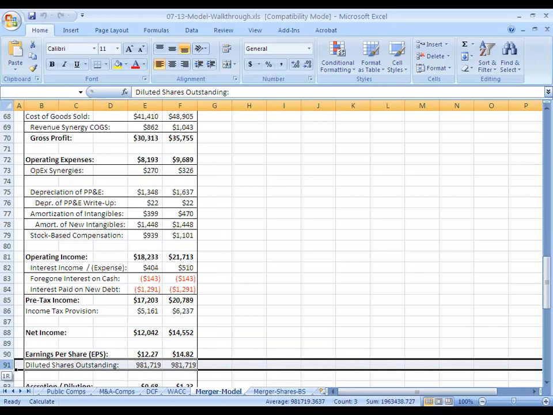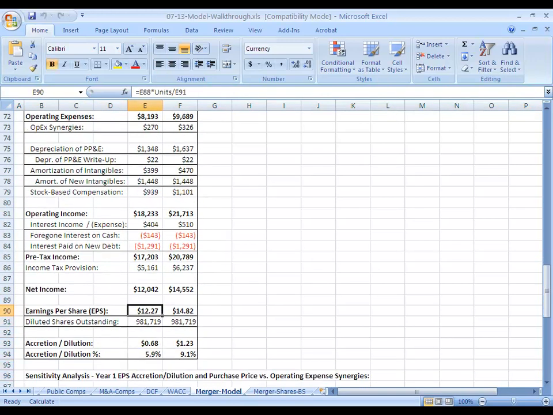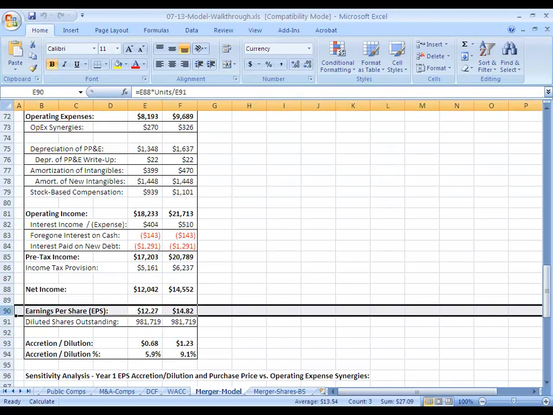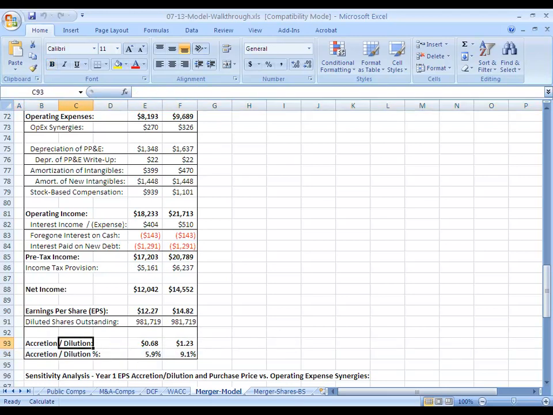And once you've taken those into account, you calculate the company's new earnings per share by taking the pre-tax income and applying the buyer's tax rate to get to net income, then dividing by the share count to get to earnings per share. Once you have that, you can figure out accretion dilution by comparing it to the buyer's original standalone earnings per share. So that's an example of how you could quickly walk someone through a merger model like this.